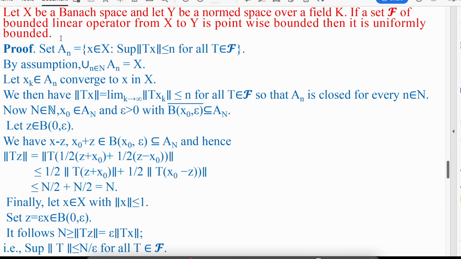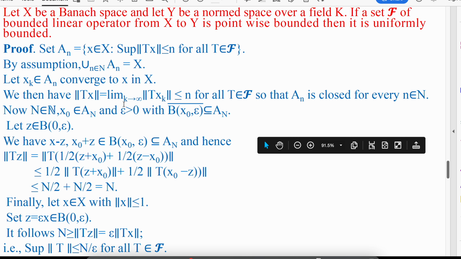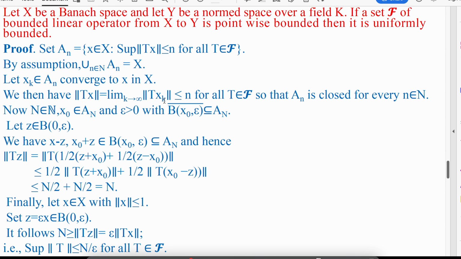Suppose An denotes the set consisting of all the elements x belonging to capital X such that the supremum of norm Tx is less than or equal to n for all T belonging to F. F is a set of bounded linear operators from X to Y. So it means the union of An, where n belongs to N, is equal to X. Let xk belong to An and suppose xk converges to x in X. It means norm of Tx is equal to the limit as k tends to infinity of norm Txk, and it is less than or equal to n for all T belonging to F, so that An is closed for every n belonging to N.